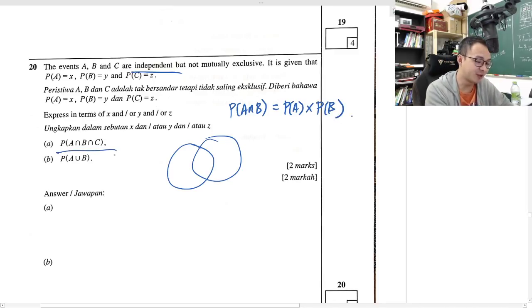So therefore, the first one, A here, is probability A multiply probability B multiply probability C. So therefore, it's just X, Y, Z.